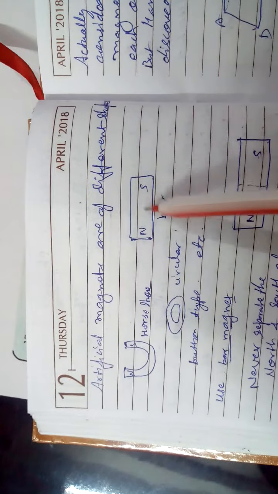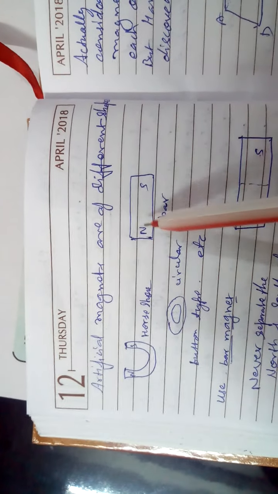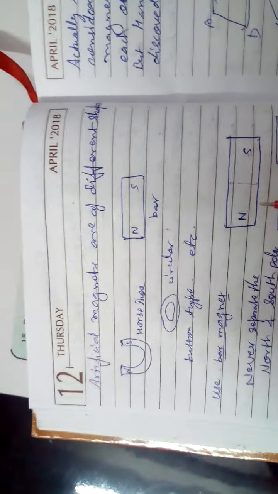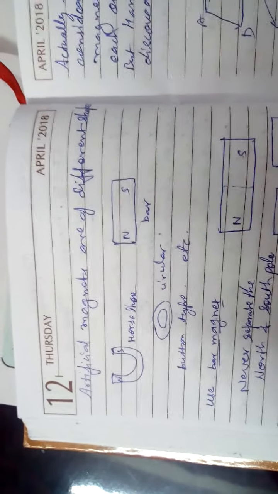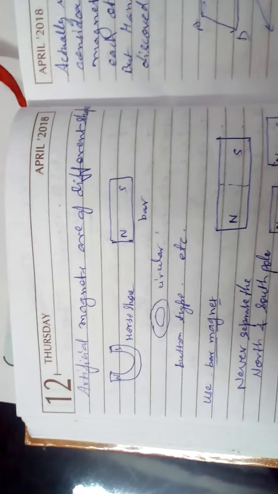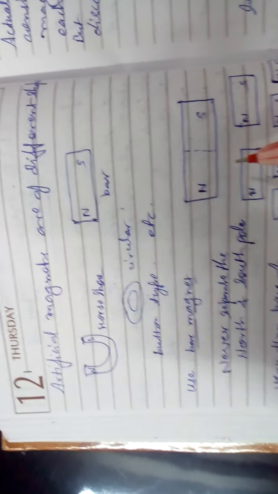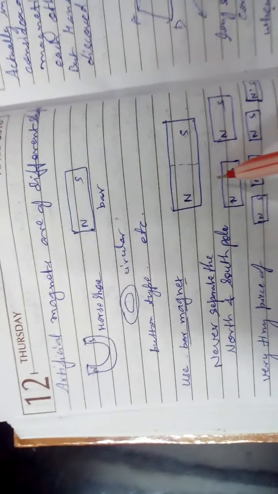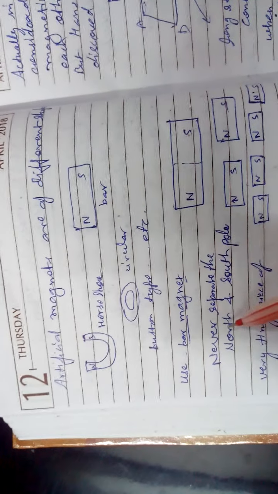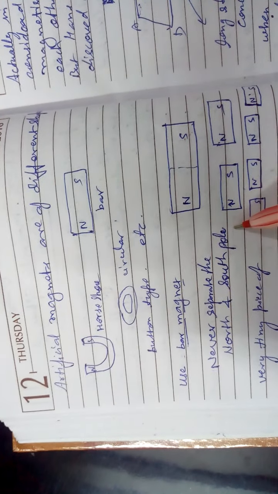It has a very important property: any type of magnet always has two poles, and these two poles you can never isolate, never separate. How are you getting these two poles? That we'll see. So never separate the north and south pole.